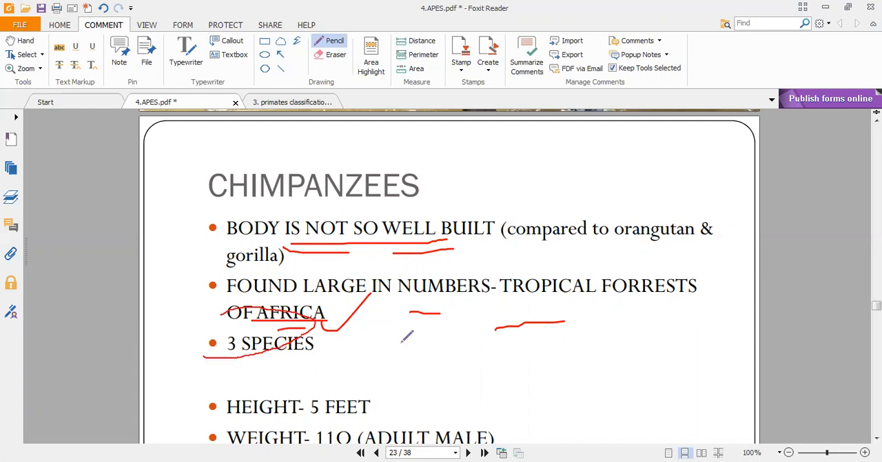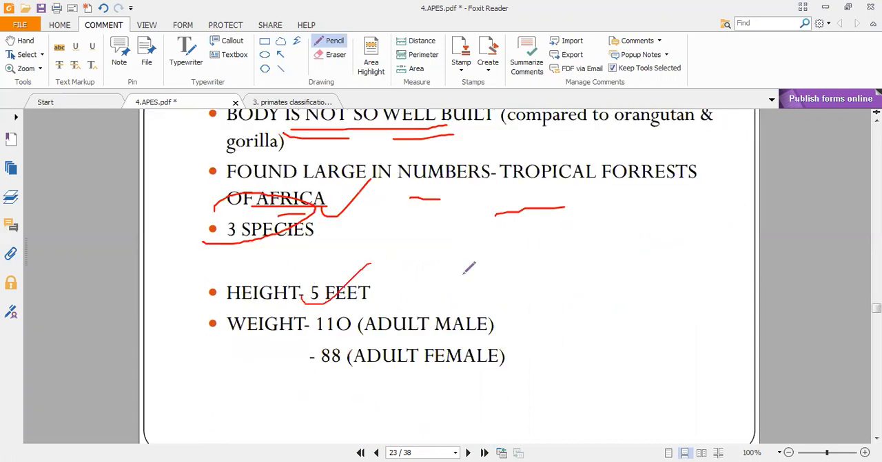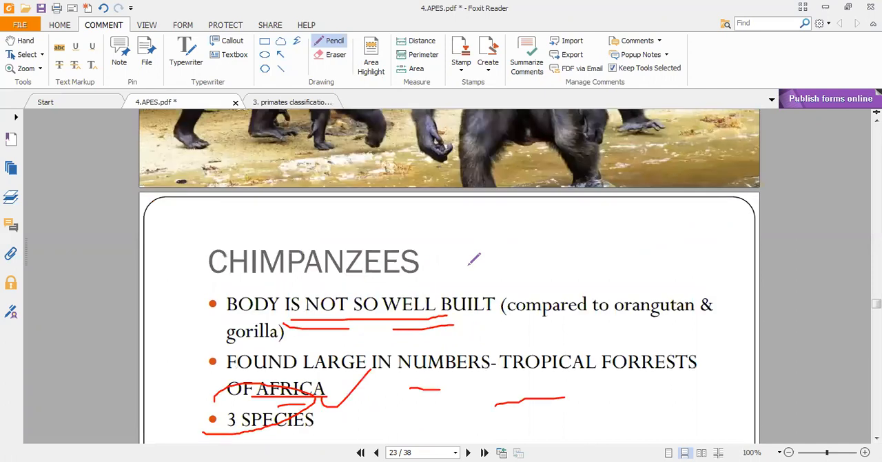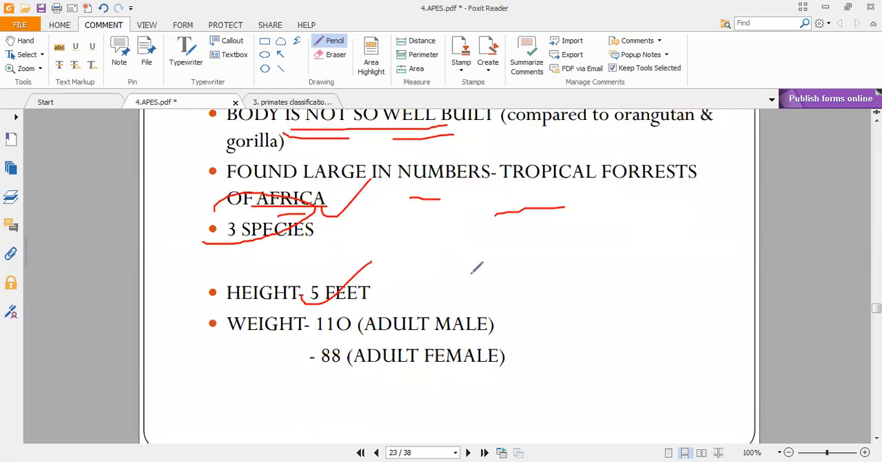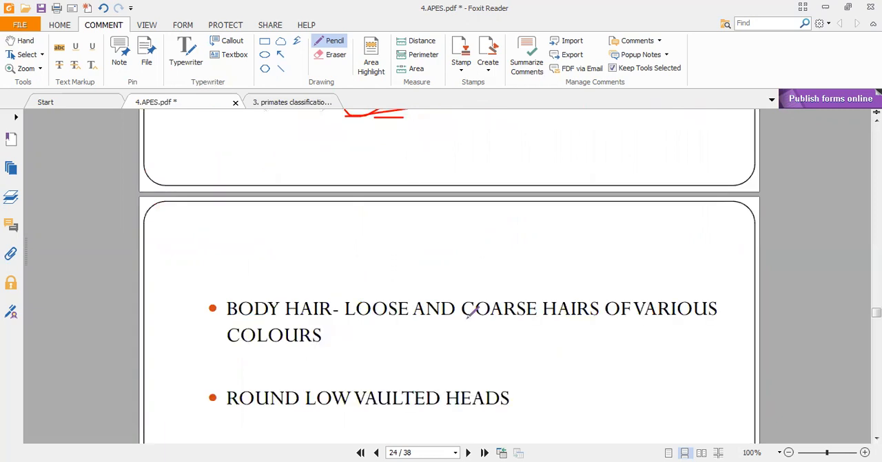We have three species, and height is almost 5 feet. If you try to stand in erect position, you can see that they look a little bit tall compared to other animals, or you can say other apes. But the tallest ones are the gorillas. The gorillas can be up to 6 feet if they try to stand. So chimpanzee again, they can be up to 5 feet, and the weight. If you talk about the weight, adult males weigh around 110 pounds, and adult females weigh around 88 pounds.